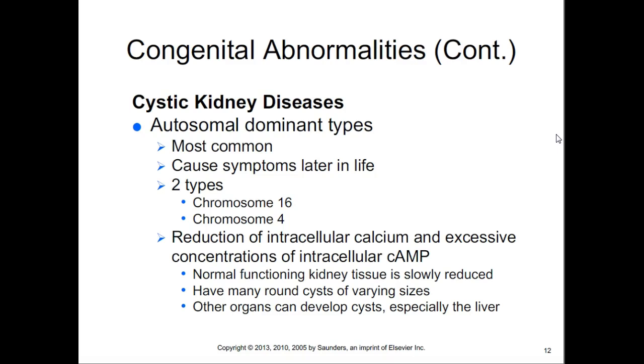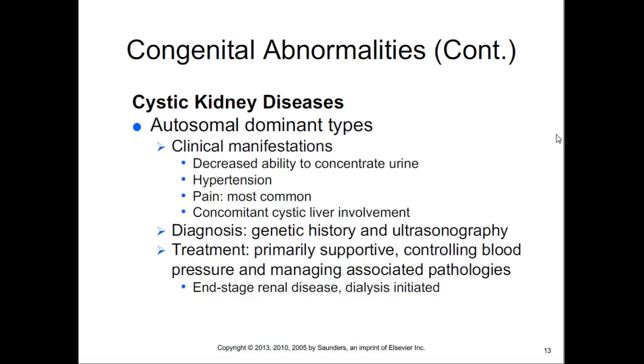And as it gets slower, eventually it's going to affect the functionality of the kidney. So the kidney now becomes no longer functional. Then you'll see round cysts, kind of in that picture like you saw, of varying sizes, and then other organs around it may also develop cysts, especially the liver. So a decreased ability to concentrate urine, hypertension, pain, and cystic liver involvement are many of the clinical manifestations that you'll see in an autosomal dominant polycystic kidney disorder.